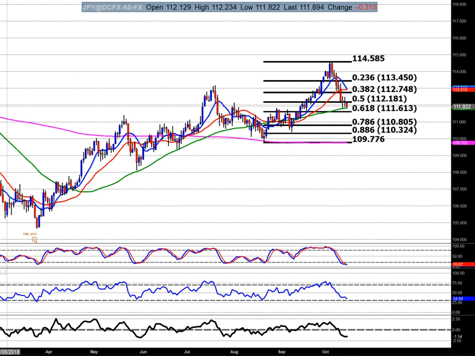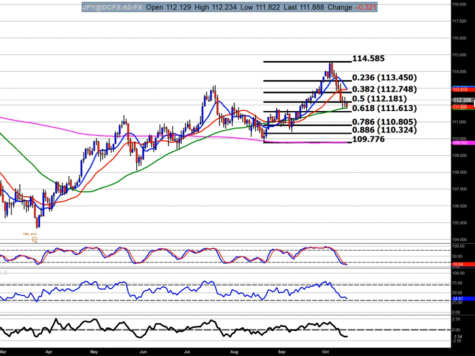We've got the 55-day moving average coming in at 109.90. We've got the 61.8 fib coming in at 111.61. I'm sorry, the 55-day moving average is at 111.82. So you can see that that band between 82 and 61 is not going to be difficult to break, because if the stock markets do continue their downward spiral, then obviously this is going to follow it.